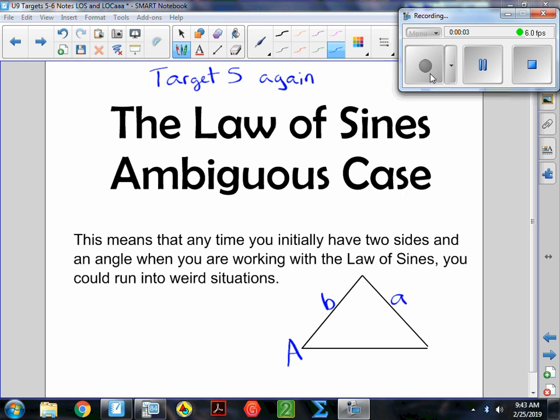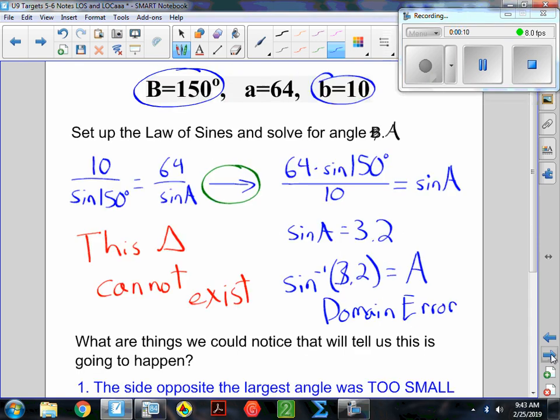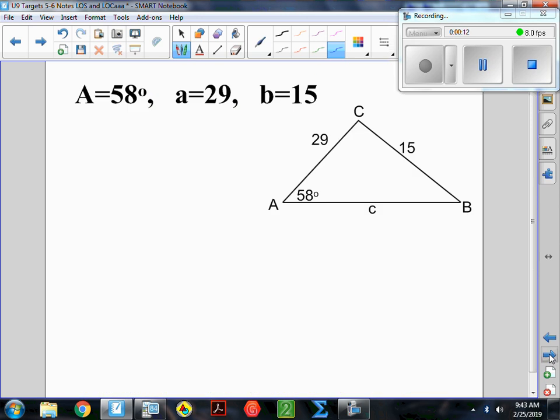Okay, target 5 again, law of sines, ambiguous case still. Last time in the video we looked at what happens to give you no triangle, that there's no triangle that exists, and this time we're going to look at something else. So we're going to start with this example.